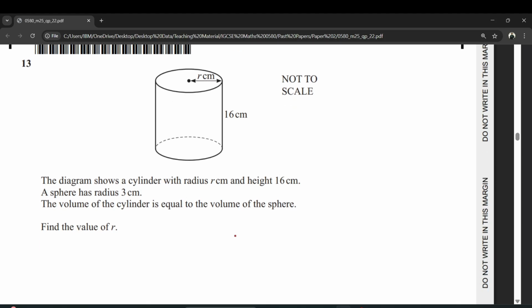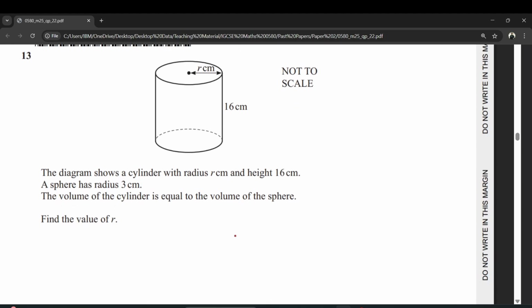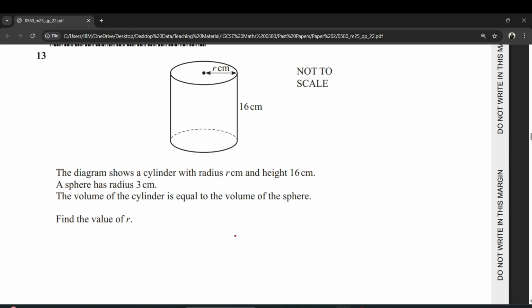All right, question number 13. The diagram shows a cylinder with radius r centimeters and height 16 centimeters. A sphere has radius 3 centimeters. The volume of the cylinder is equal to the volume of the sphere. Find the value of r.